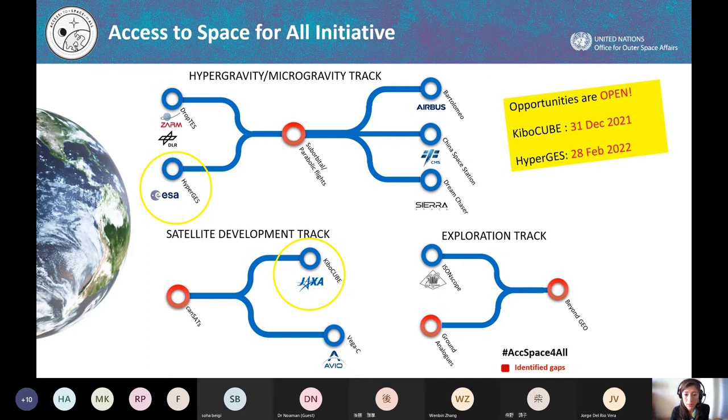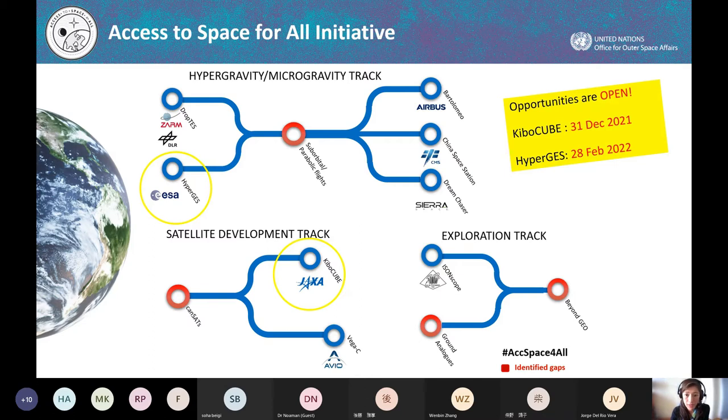We have 8 hands-on opportunities organized under 3 different overarching themes that we call tracks. These tracks offer gradual learning steps that help participants develop capabilities in a sustainable and responsible manner. The hypergravity microgravity track you see on top is designed with the end goal of developing the capacity of running space experiments onboard orbital vehicles or space stations.